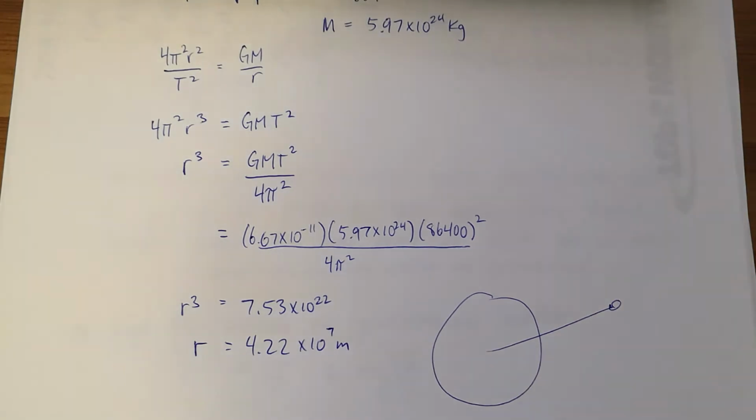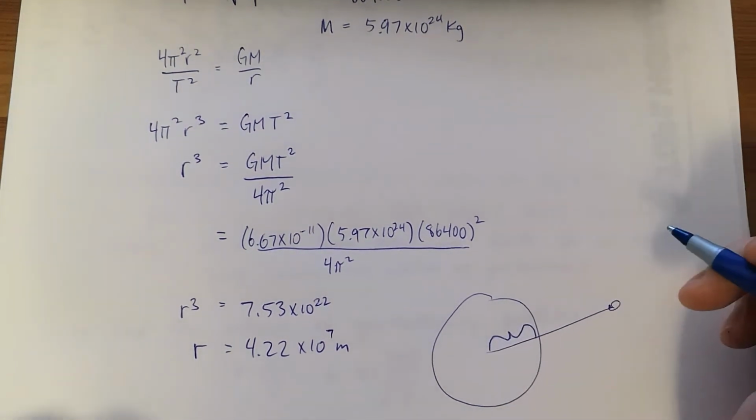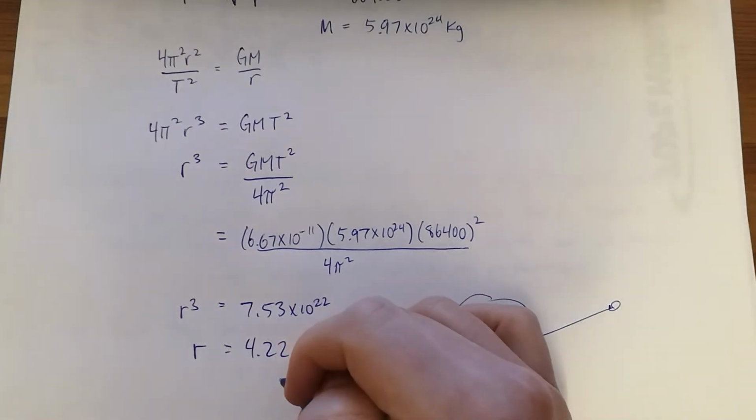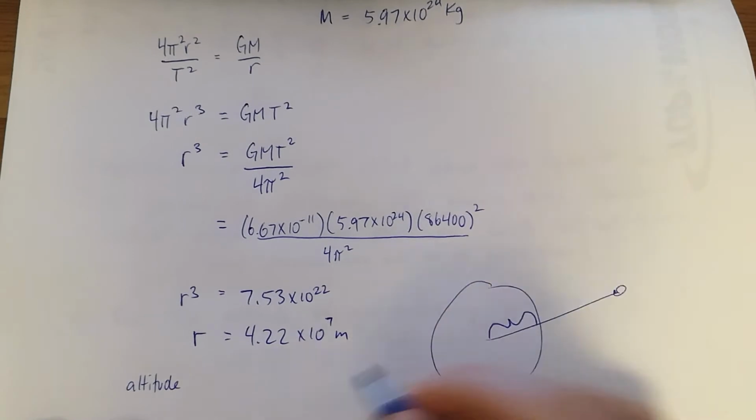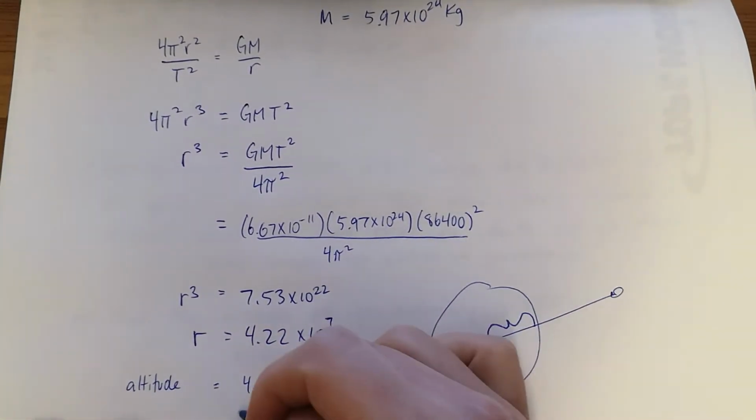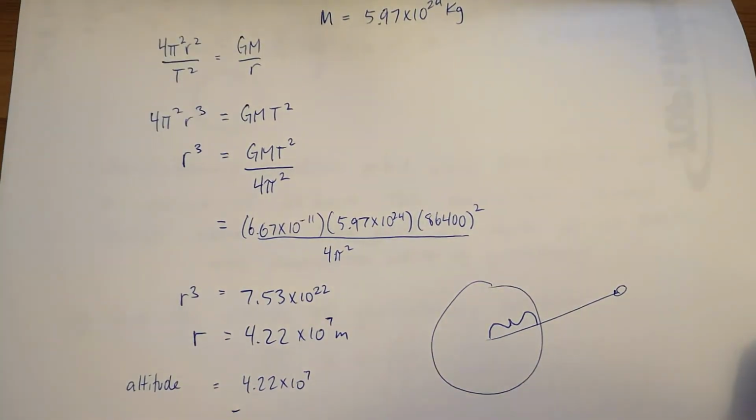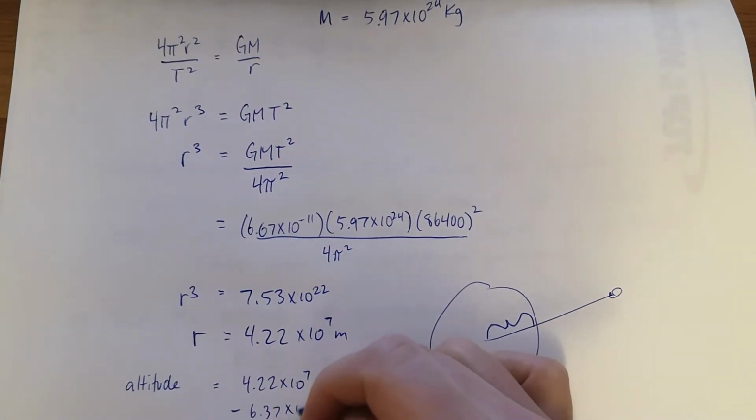But satellites are closer to the Earth. Okay, so when you get r, that includes the radius of the Earth. And I specifically asked for altitude in this question, so we're going to have to subtract the radius of the Earth. So what I'm writing here, altitude is going to equal 4.22 times 10 to the 7. Subtract the radius of the Earth, which is on your formula sheet, 6.37 times 10 to the 6.